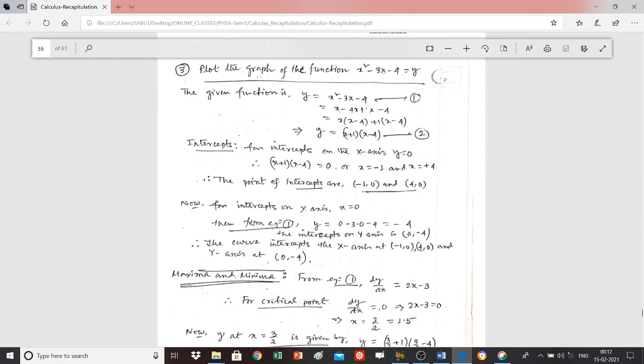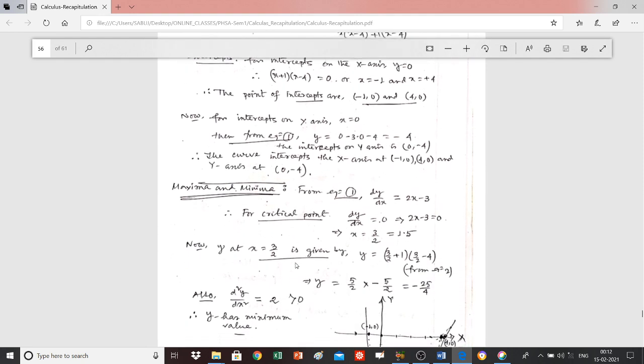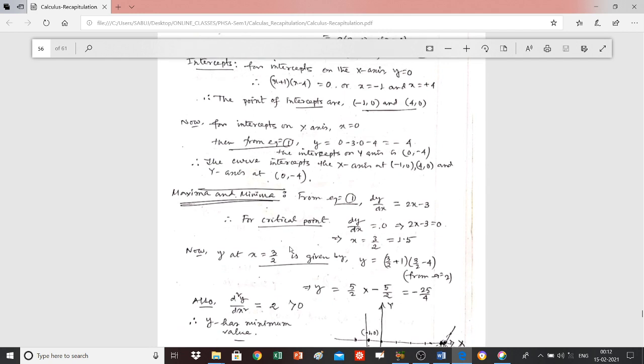And similarly the point of intercepts on the y-axis, in this case x becomes 0. So using this expression, y is equal to minus 4. So the intercept on the y-axis is 0, minus 4. Therefore we can summarize here that the curve intercepts the x-axis at minus 1, 0 and 4, 0, and the y-axis at 0, minus 4. Now we have to find out the maxima and minima from equation 1, that is given here.